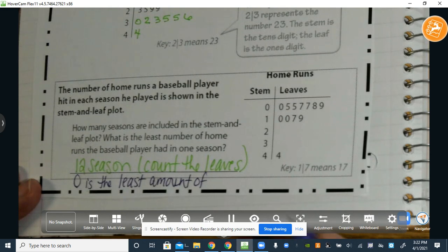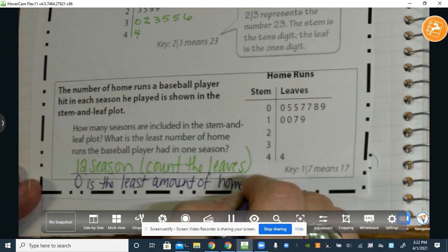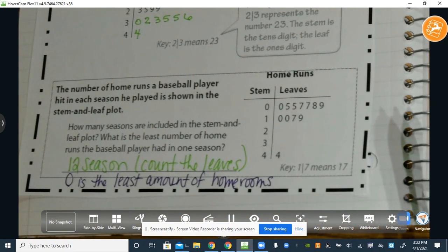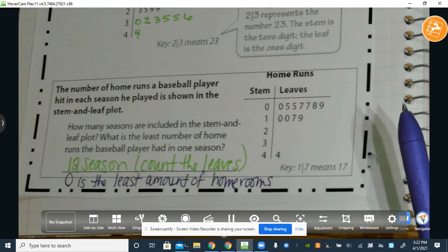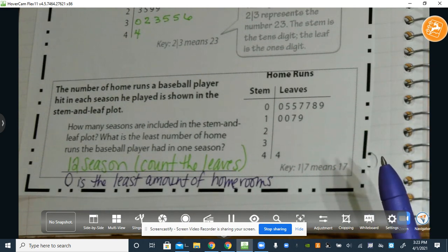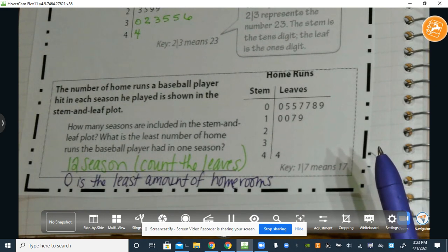0 is the least amount of home runs. And we talked about this in class. Why 0 in one season? He could have scored 0 home runs. One person said he may have been in a batting slump. That's perfectly fine. That's a good thought. The one that we came up with the most was that he had an injury.